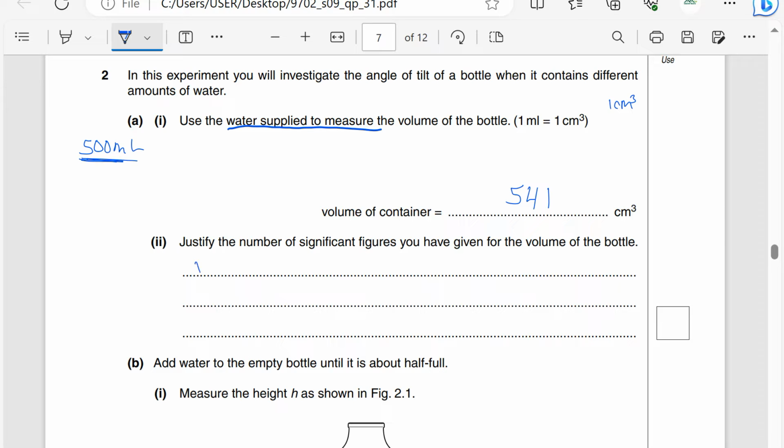So the volume is recorded to 3 significant figures, since the measuring cylinder that I used is precise to 1 centimeter cubed. The precision of the measuring cylinder that we used was approximately 1 centimeter cubed. Therefore, it was easy for us to record the volume to 3 significant figures, actually to the nearest centimeter cubed.